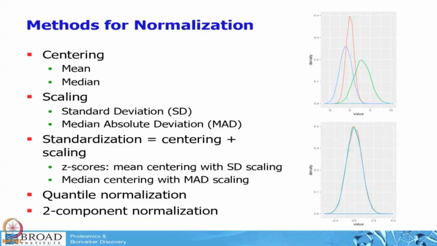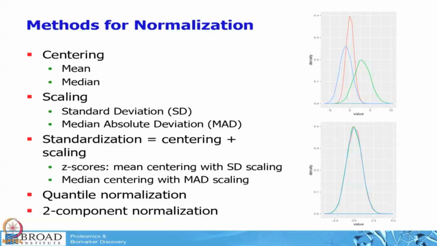In terms of terms to use, when people say I z-scored my data, z-scoring means you did standardization by mean centering and standard deviation scaling. So z-scoring is a term for that. And if you use the median version, you median center and scale by MAD, it's called median MAD normalization, or median centering with MAD scaling. There is no special name for this, people just describe it.